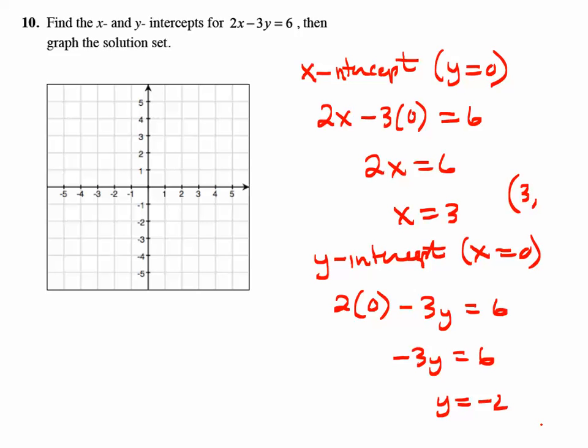In any case, here are the 2 points that I really want to graph. I want to graph (3, 0), because remember, I get an x-intercept if y is 0. If x is 0, then I get a y-intercept of negative 2. So plug in both of these points, (3, 0) and (0, negative 2), straight line, and good to go. I'll wait for you guys to catch up.